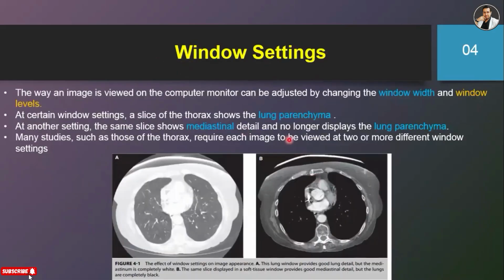The window is important in a CT screen. The way an image is viewed on the computer monitor can be adjusted by changing the window width and window levels.